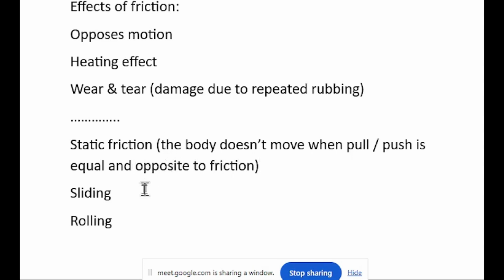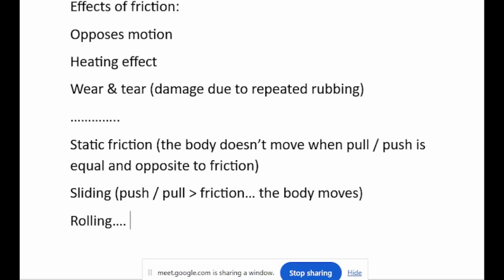Sliding is when push or pull is greater than friction and the body moves. And rolling is when it is a ball or wheel rolling on the ground or on a surface.